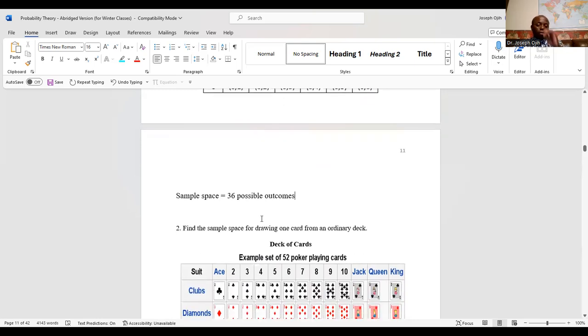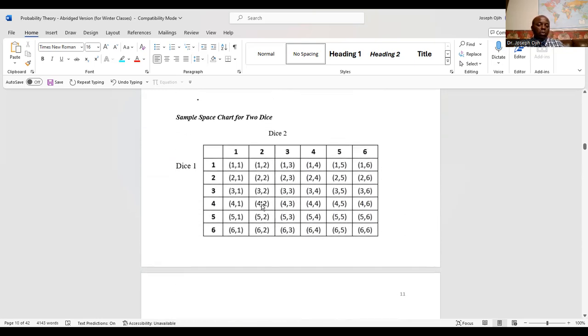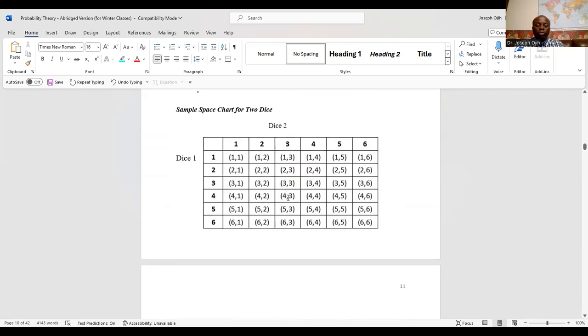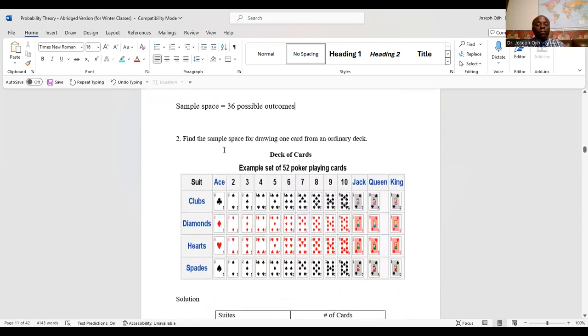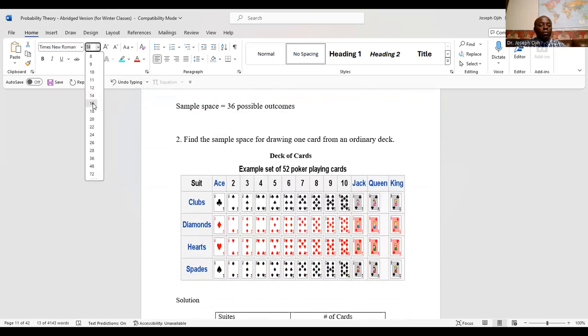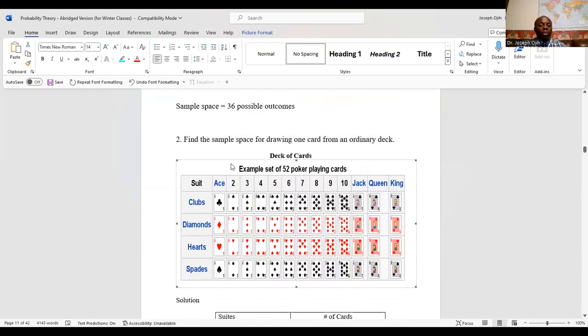So that answers the question. We'll be using this again for solving more questions. Now, it says here, find the sample space. Find the sample space for drawing 1 card from an ordinary deck.